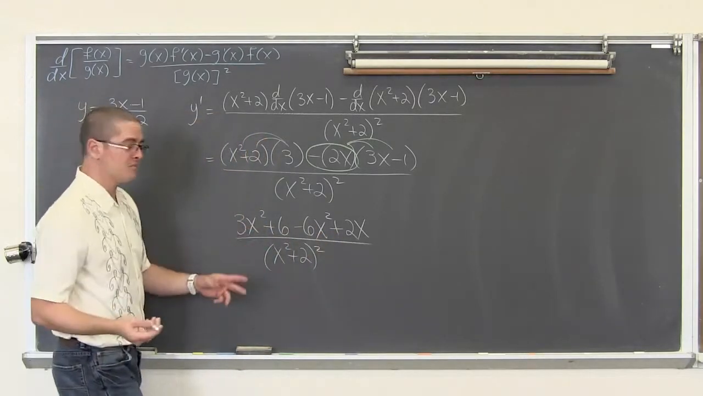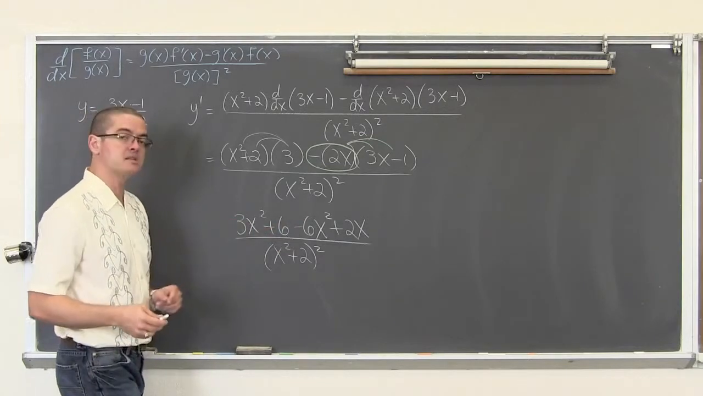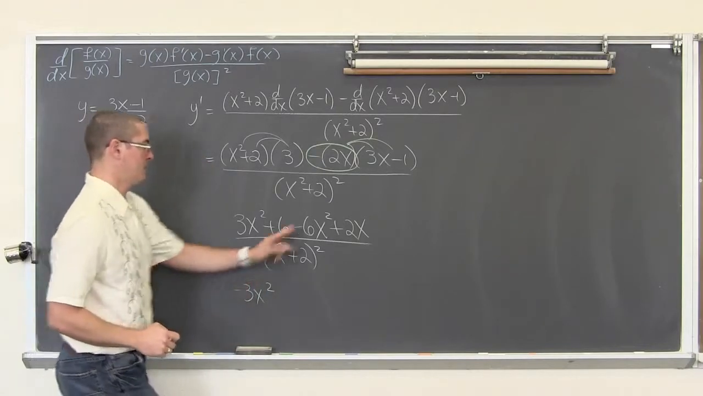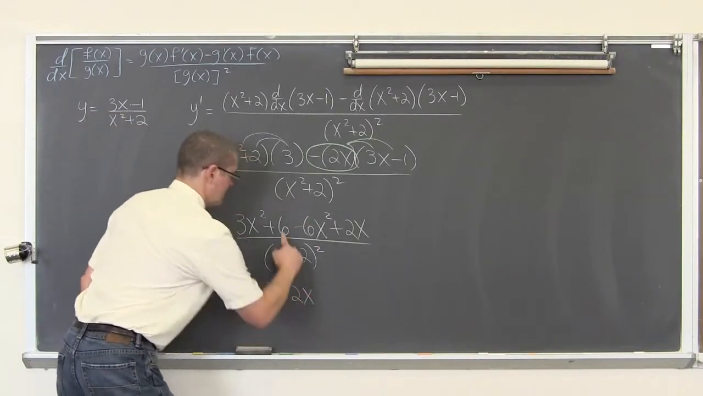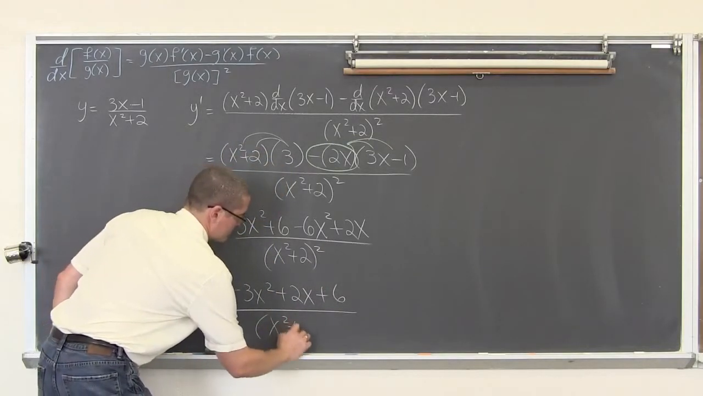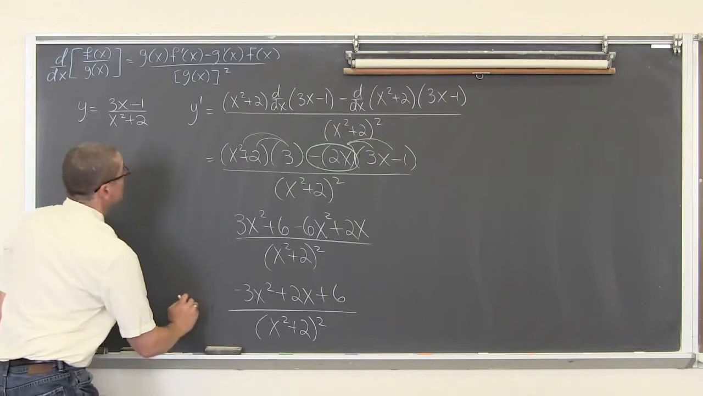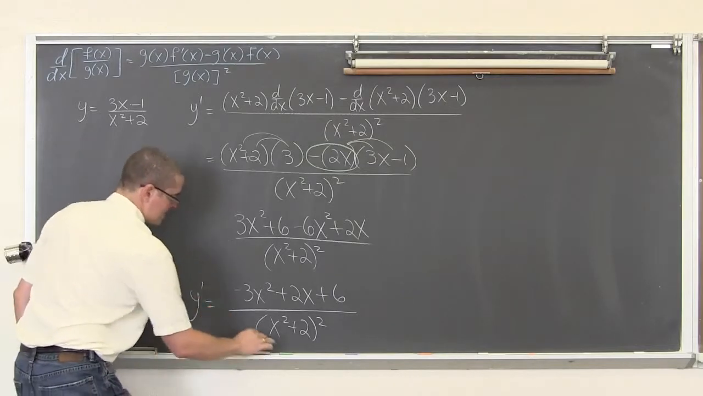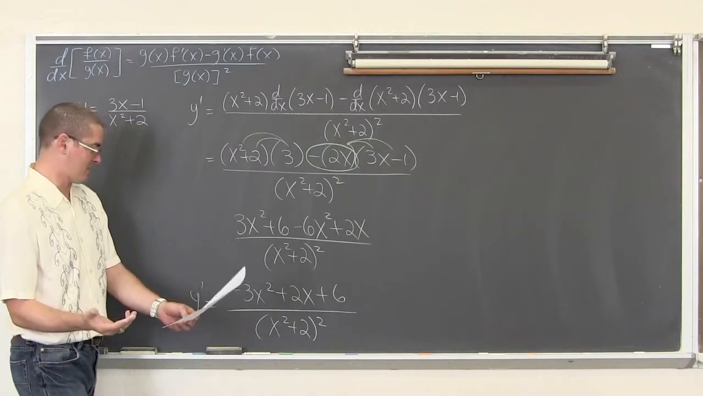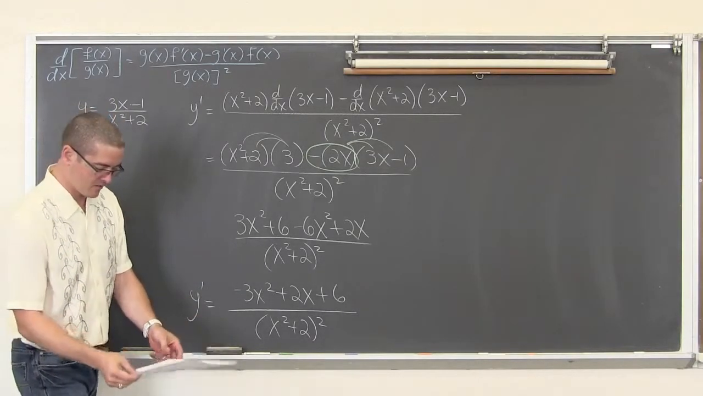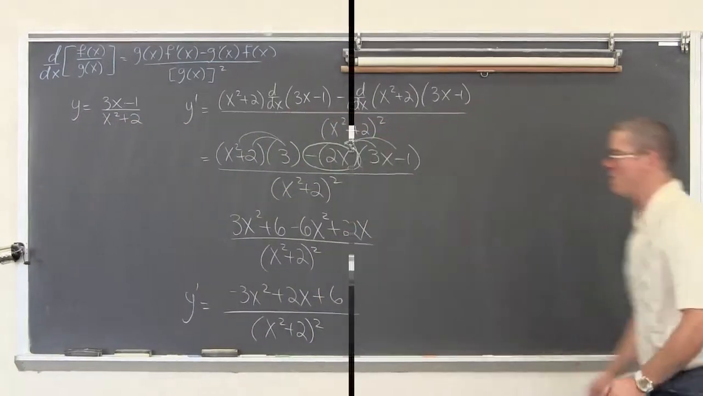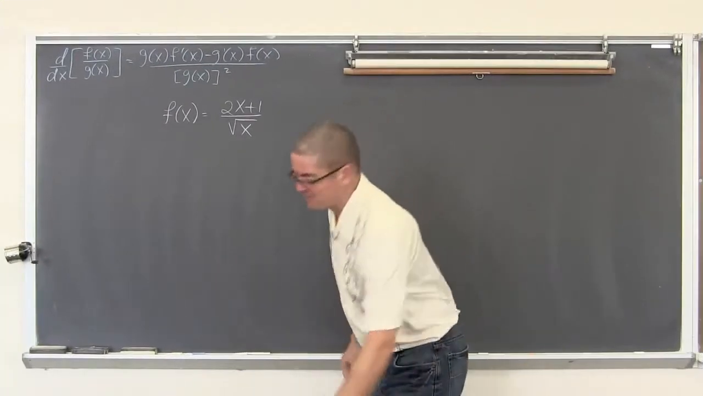We have some like terms, so 3 minus 6 is, of course, negative 3, so negative 3x squared plus 2x plus 6 all over x squared plus 2 squared. And I always check my work even though I made up these problems. Great! Next example.